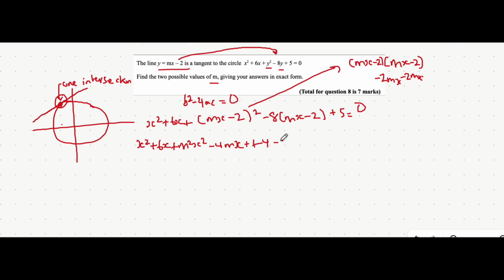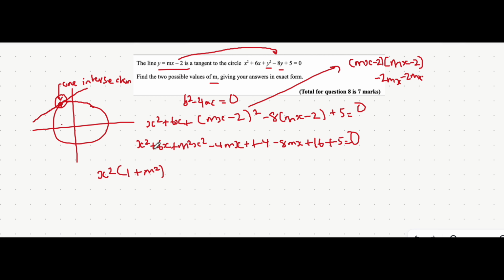Minus 8 times mx is minus 8mx. Minus 8 times minus 2 is plus 16. Plus 5 all equals 0. Let's now collect like terms. So if we look at all the x squared terms, there's actually two x squared terms, x squared plus m squared x squared. How can we write that out? Well, we can factor out x squared from these two terms, and say that in a bracket there'd be 1 plus m squared. Because when you expand out this bracket, you'll get x squared plus m squared x squared.